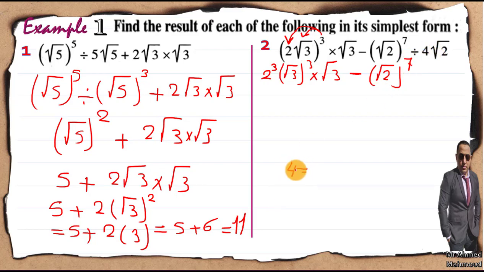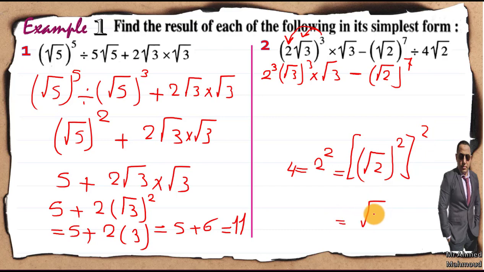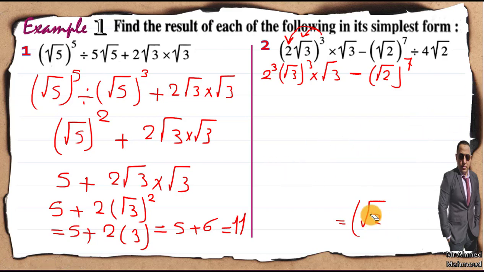4 equals 2 power of 2, and 2 equals root 2 all power of 2, so power of 2 times 2 is 4. Finally, 4 equals root 2 power 4. Okay, so I'm going to replace 4 with root 2 to the power of 4. Okay, so this is divided by root 2 power 4 times root 2 power 1.